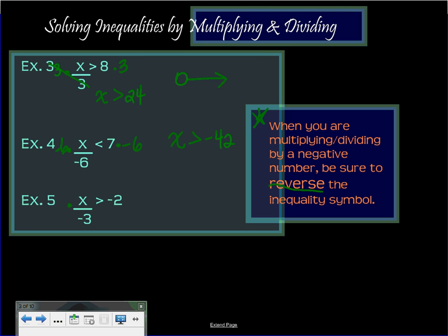So then I'm left with x, and 7 times negative 6 gives me negative 42. And again, instead of saying less than, I must switch it to be greater than. So again, multiply by negative 3 here, multiply by negative 3 here. I've got x is, and then negative 2 times negative 3 is a positive 6. So again, I have to switch the sign. It was greater than, I have to make it less than. So very important note that you've got to remember in order to solve these problems correctly.